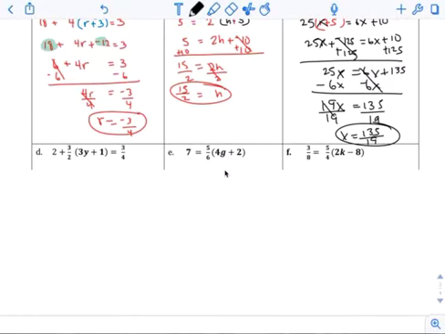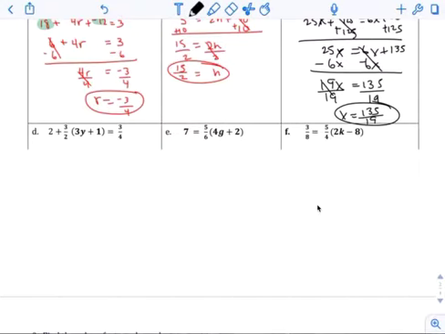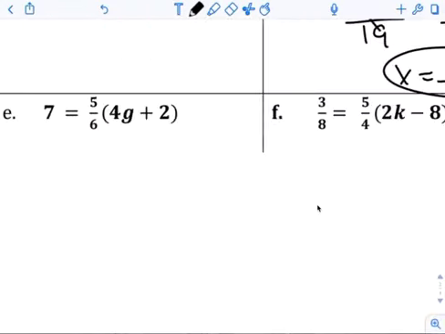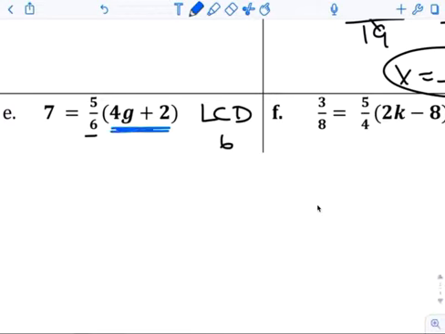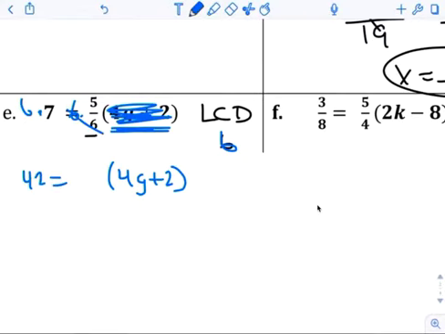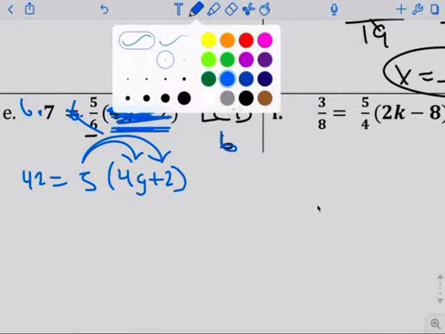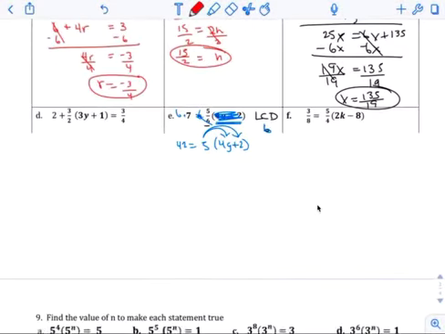Okay, same thing. Guys, go ahead and do the last three. This one, the least common denominator is 6. So make sure you copy this down and multiply everything by 6. Times 6, times 6. 42 equals 5. Then finish distributing and doing the rest. Okay?